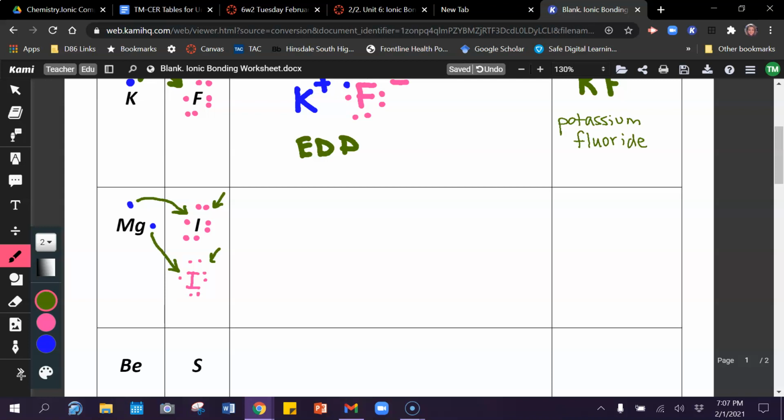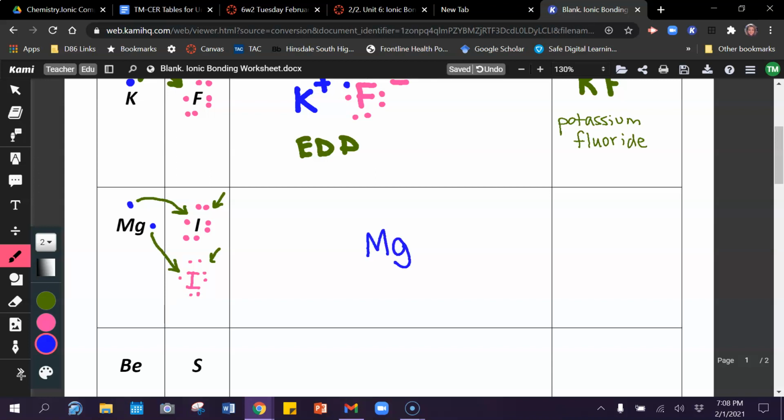So to draw the electron dot diagram for this, I am going to put the least abundant atom in the center. So the least abundant atom here is magnesium because I have only 1 magnesium and 2 iodine. So abundance means which one is the most common, which is the least common. So my least abundant atom here is magnesium. So magnesium goes in the middle.